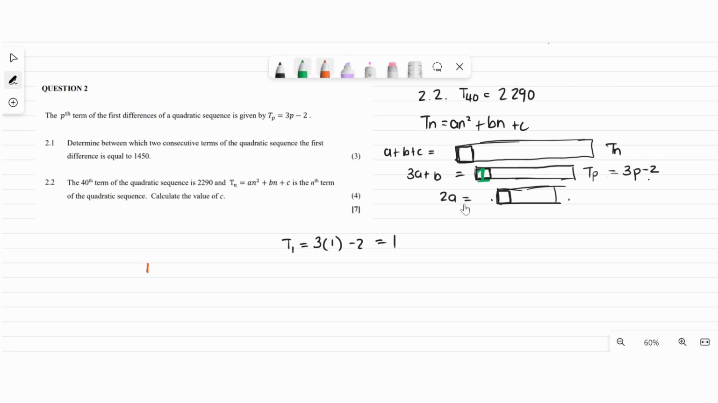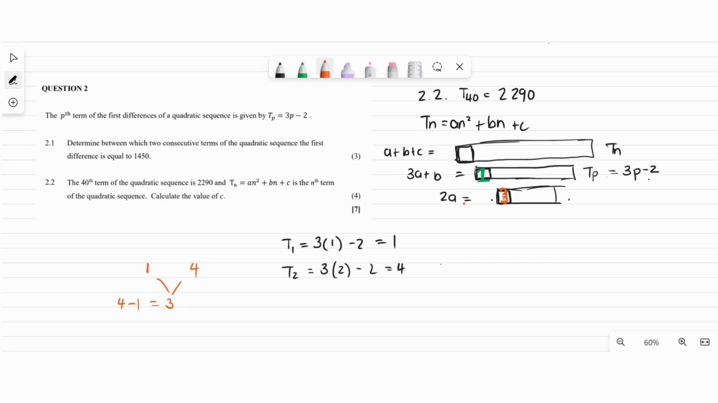So let's find T2. T2 is equals to 3 open bracket 2 minus 2. It's going to give me 4. So we know that the second term is 4. Then to find the difference, it's going to be 4 minus 1. It's going to be equals to 3. So this 3, because it's common throughout, is going to come here, right?